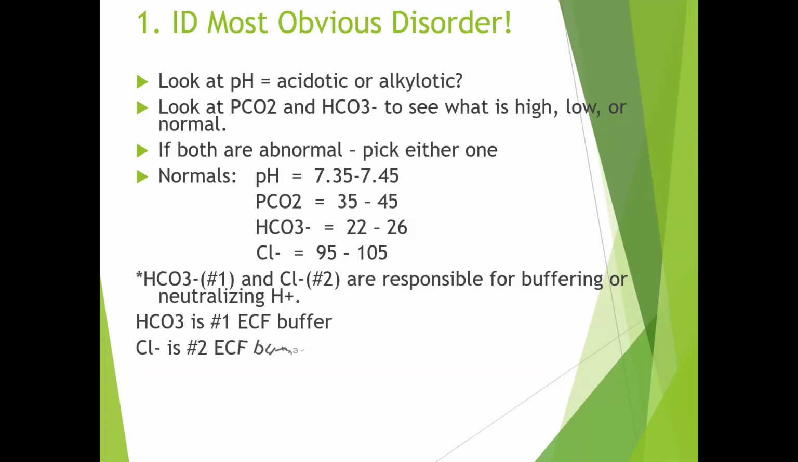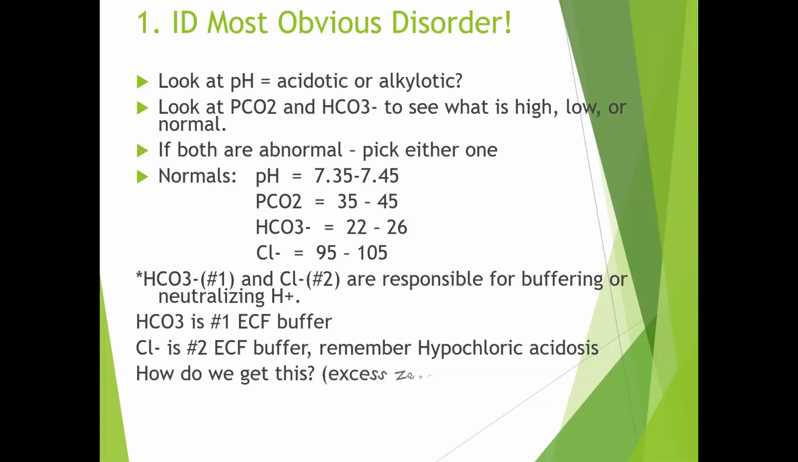Bicarb is number 1, chloride is number 2. So you have to think about that. Hypochloremic acidosis. How do we get this? You can also give excess sodium. So I tell you, don't load them up with sodium. Sodium floating around the bloodstream is Na positive. It likes to bind to what and turn it into salt. And you know what happens to your chloride levels? They drop. So putting in too much normal saline could put someone into a hypochloremic acidosis. Not right away, but eventually. So it's only resuscitative. It's not a good maintenance fluid.